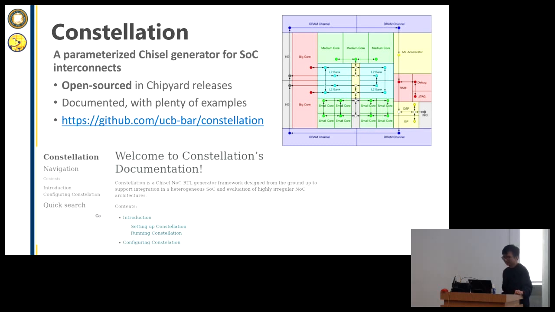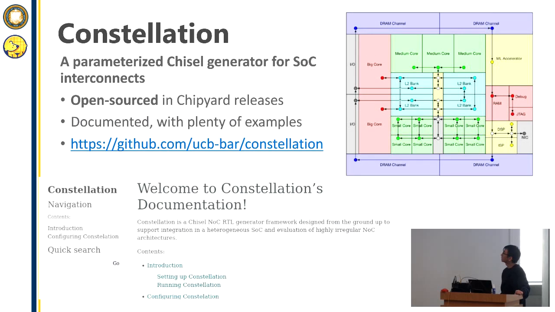Yeah, this is my last slide. Constellation is a parameterized Chisel generator for SoC interconnects. It's been open source. It's integrated into all the Chipyard releases now. There's documentation. There's plenty of examples, both of the whole SoC architecture integration, but also standalone, when you just want to evaluate the NoC by itself. There's examples on how to do that as well. There's a link to the repo, and you can find the documentation next to the repo as well.